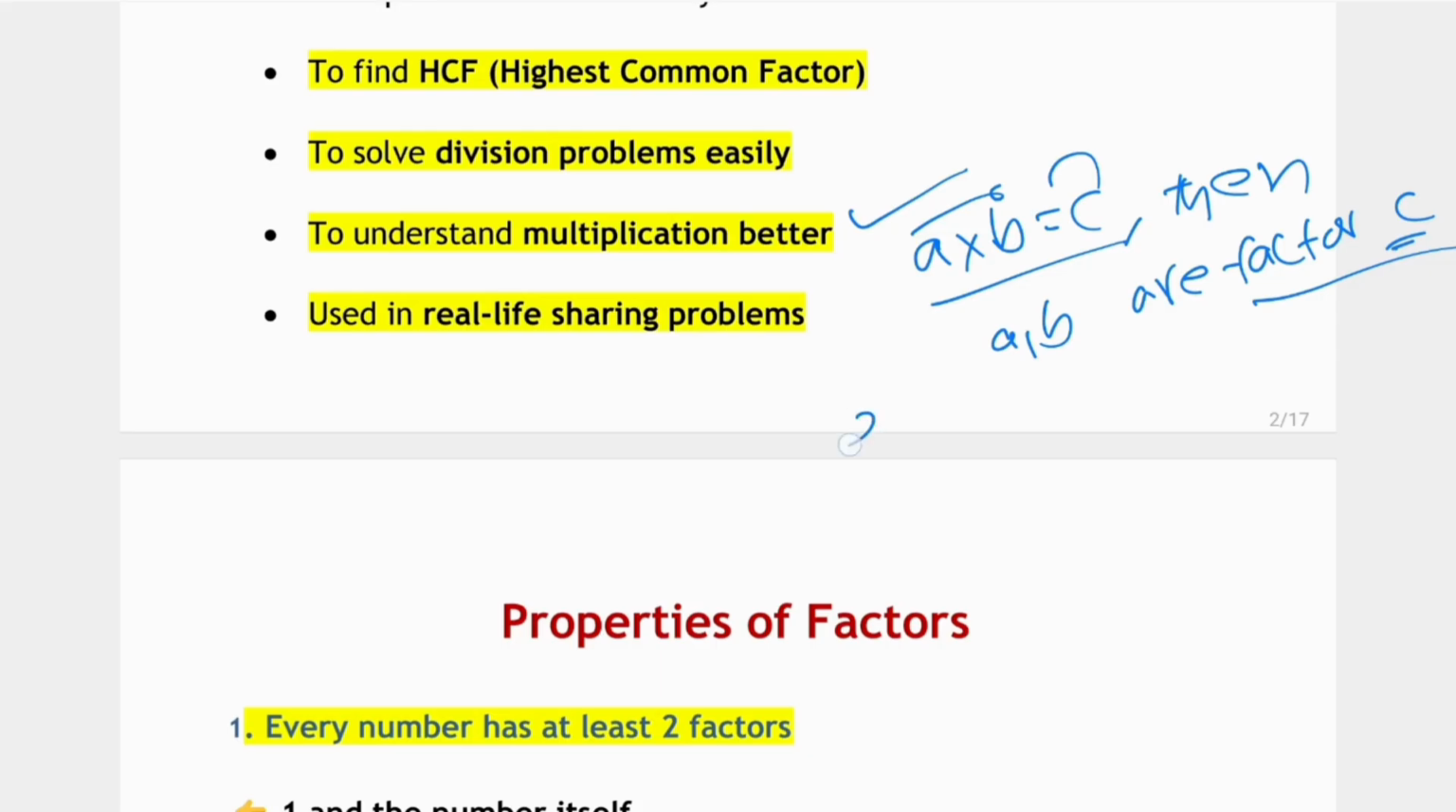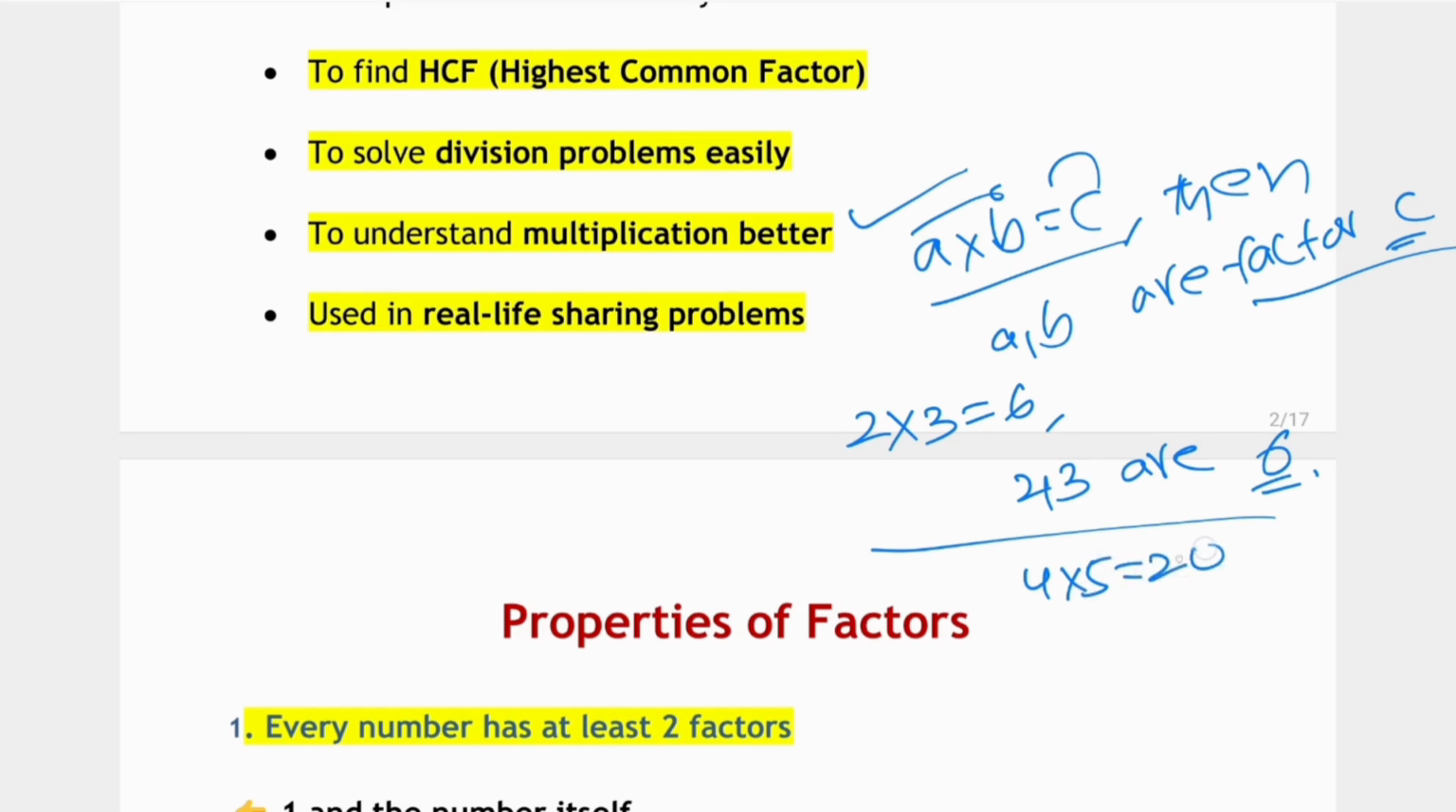For example, 2 into 3 is equal to 6, then 2 comma 3 are factors of 6. Another example, 4 into 5 is equal to 20, then 4 comma 5 are factors of 20. Is it clear?